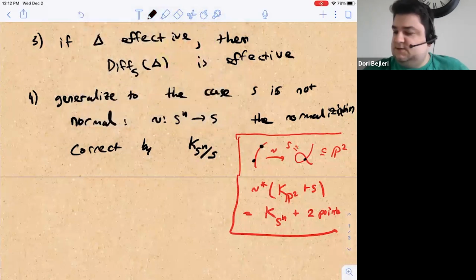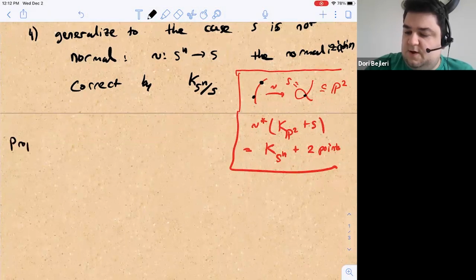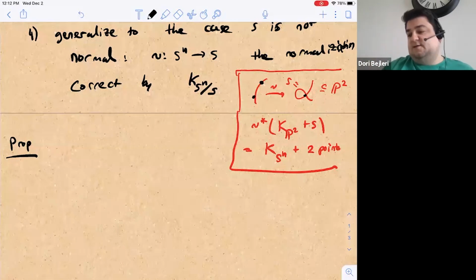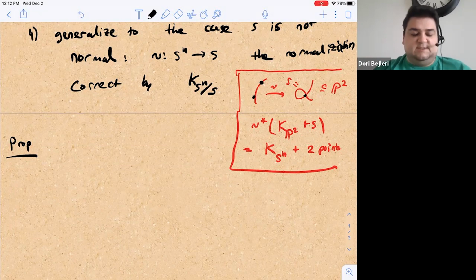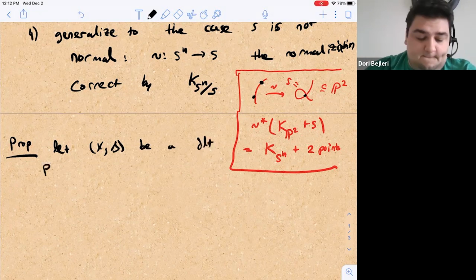So let's give some propositions that are useful for working with DLT pairs using induction and using adjunction. Basically, a proposition that says that for DLT pairs, we can pick out these normal components S that we can then restrict to and try to apply induction. So let X comma delta be a DLT pair. Then the following are equivalent.